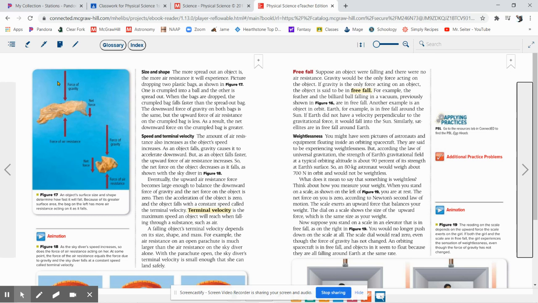Here's another example. These little grocery bags. If I crumple one up and leave one open and I drop them, the one that's open will fall slower because of air resistance. There's more surface area.